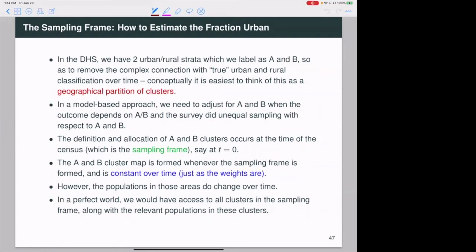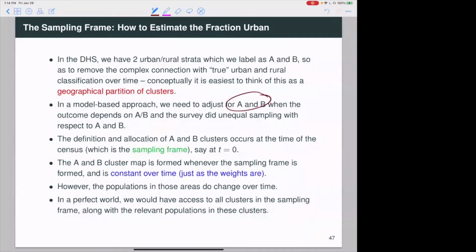But then when they go off, they might use the same sampling frame like 8 years later when they do a new survey. Some of those clusters which were labeled as rural may well have become urban, but they don't change the classification. So in Africa in particular, there's huge urbanization going on. And so quite a significant number of the clusters that are being labeled as rural aren't really rural, they're urban. So the way I think about this, I don't think of it as urban rural. I think there's just some A-B partition in space that goes on at the time of the sampling frame.